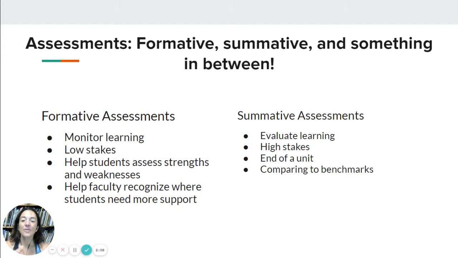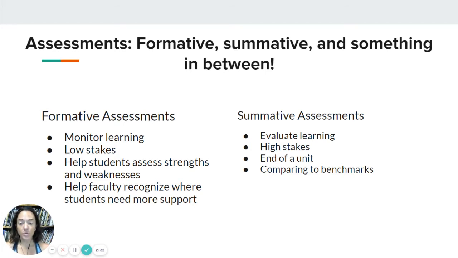So, formative assessments. These are meant to be formative, right? They're meant to help develop students along the way. So these are things that are going to monitor learning. They're generally very low stakes. So things that are graded pass, fail, things that are kind of done, not done, where the grade is not so important. It helps students assess strengths and weaknesses.